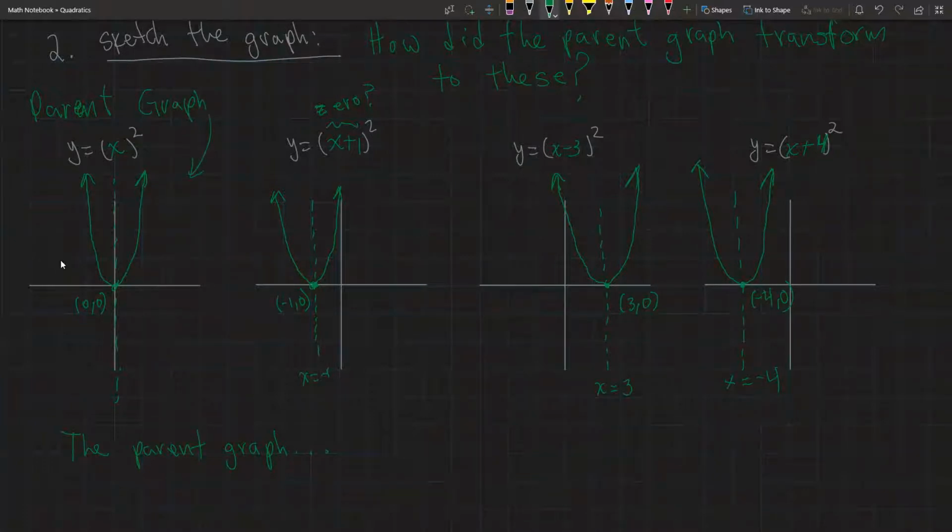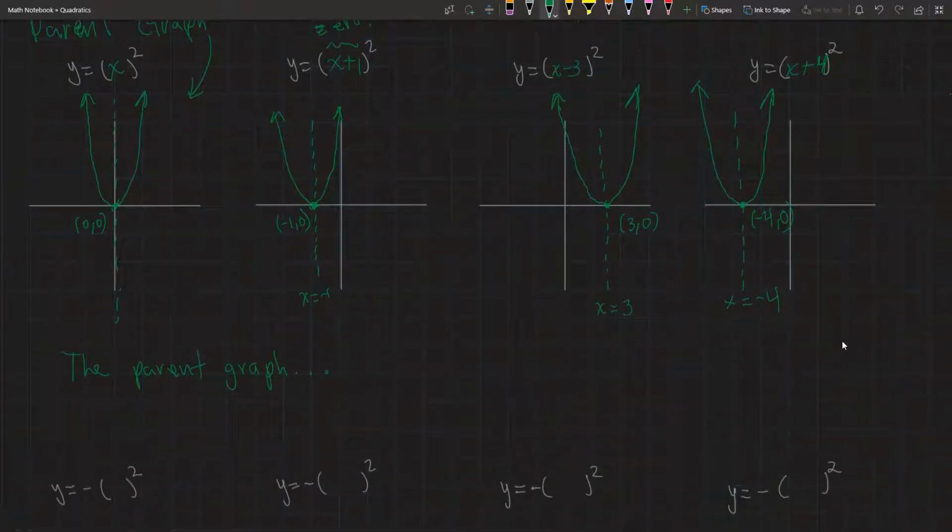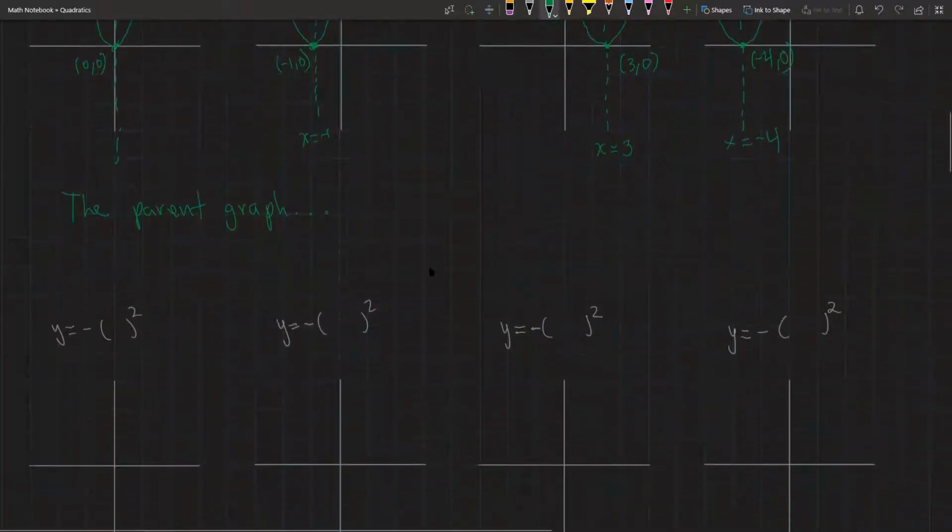How did this parent graph become this one on the left? Try to visualize some movement. How did this one become this one? How did this parent graph become this one in the middle? Try to visualize that movement, and same thing. How did this parent graph become this last one? And try to visualize some movement. How did it move to become that one? And I'll write the answer later.